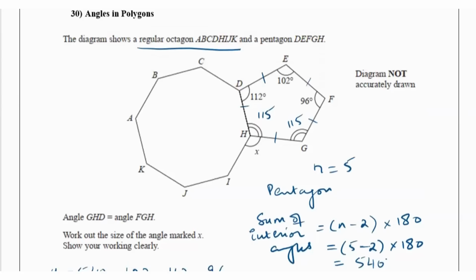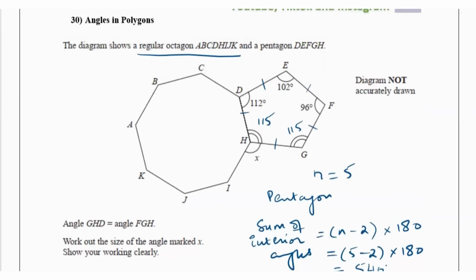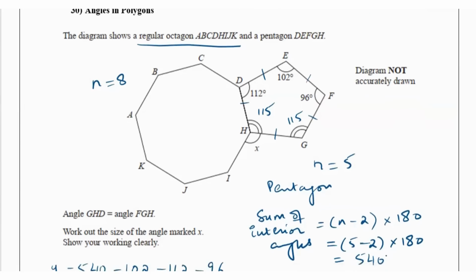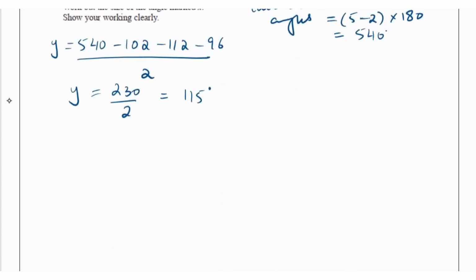So it said that this is a regular octagon. So this has 8 sides. So we can use the interior angle formula to figure out the value of each interior angle for the octagon because we do have the number of sides. So now for the octagon, n is 8.